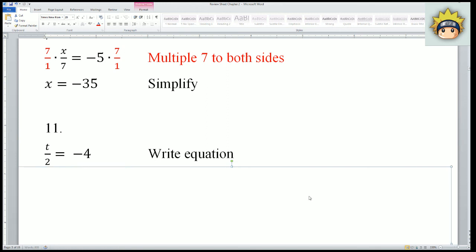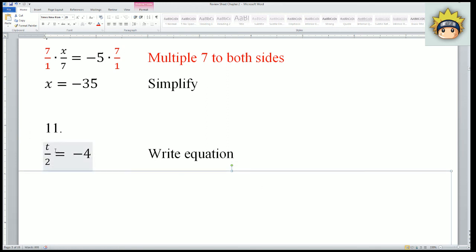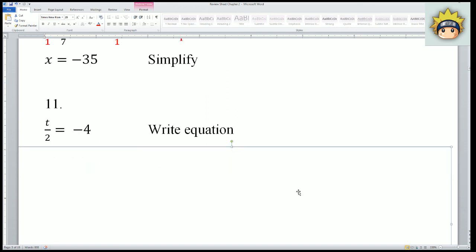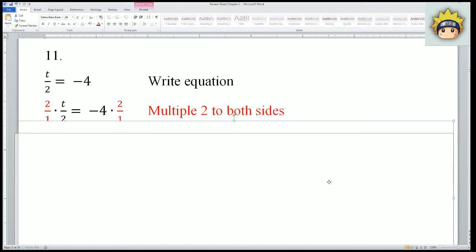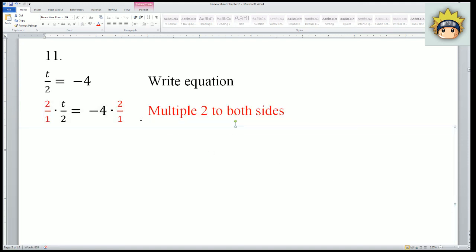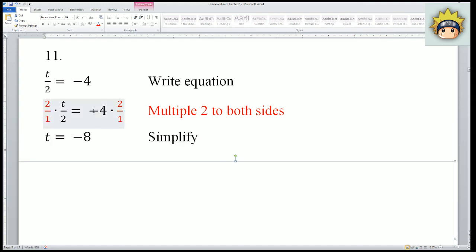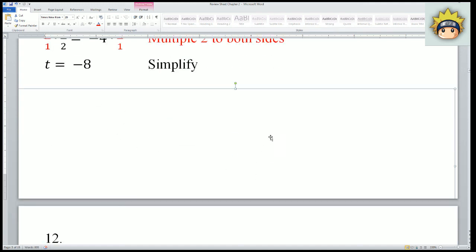Next, we have 11. 11 is t divided by 2 equals negative 4. Again, this is t divided by 2, okay? T is not alone. There's a divide by 2 attached, so what we have to do is the inverse. The inverse of divide by 2 is multiply by 2. We multiply 2 to both sides. There you go. Simplify the left-hand side, which becomes t. The right-hand side is negative 4 times 2, which is equal to negative 8.